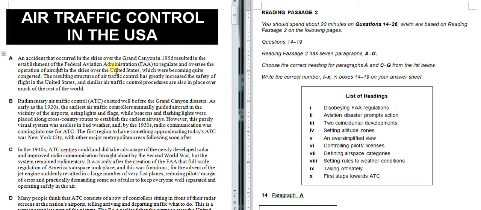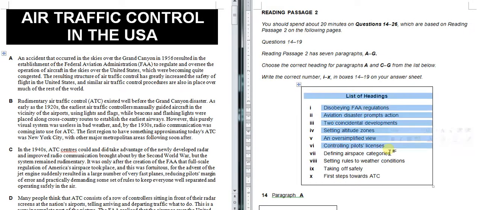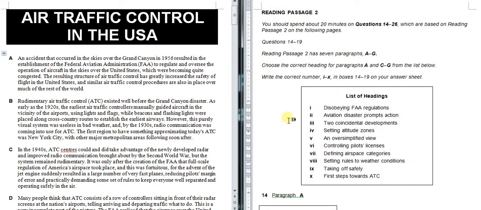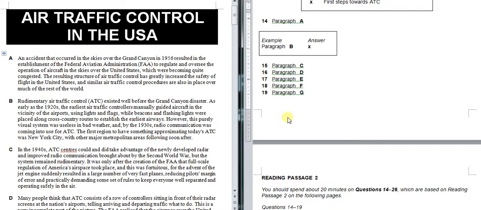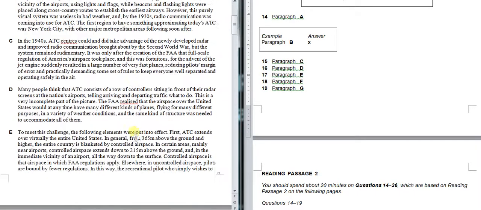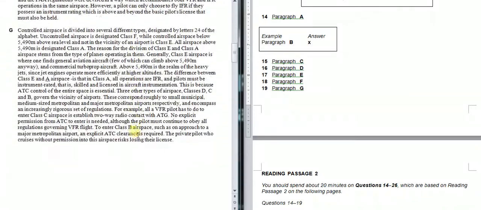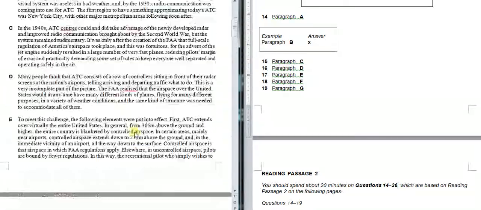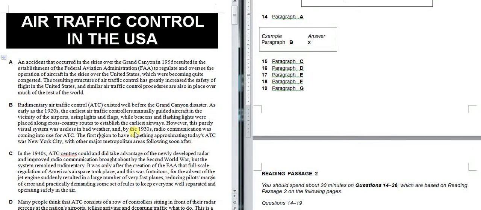Now notice we have our list of headings over here, but we're not going to look at them. So don't look over there. We're going to block them out. Remember, passage first. That's our goal. But we should look and see which ones we need to answer. A, C, D, E, F, G. So we don't need to worry about B. And that's the only one we don't have to worry about.